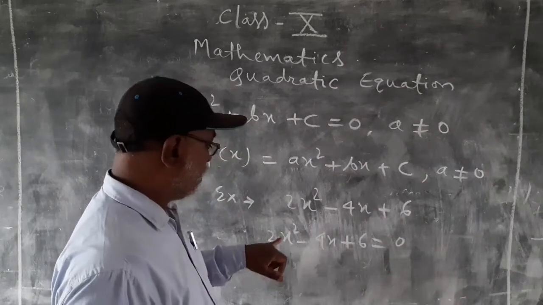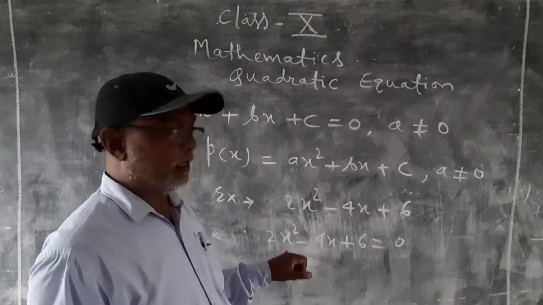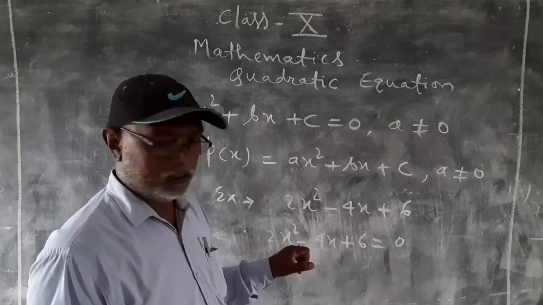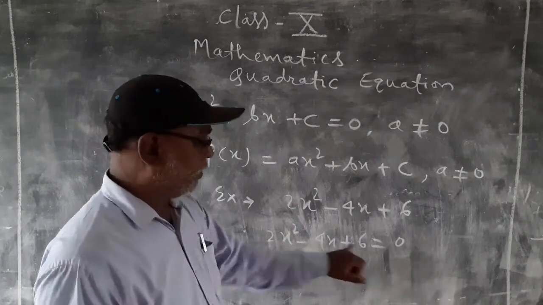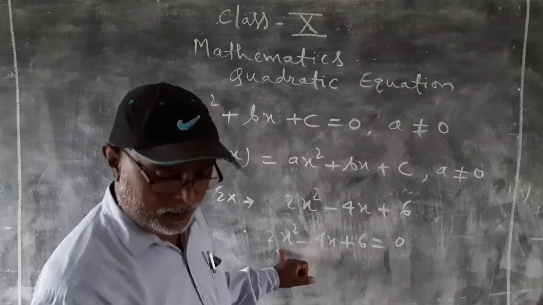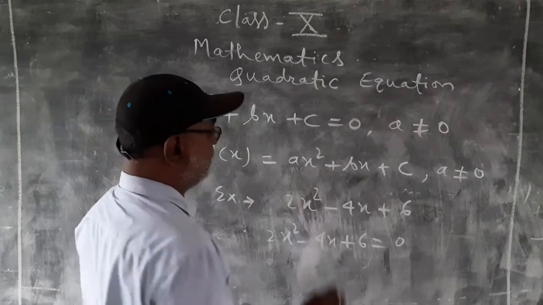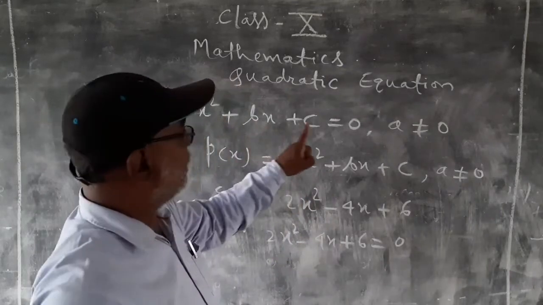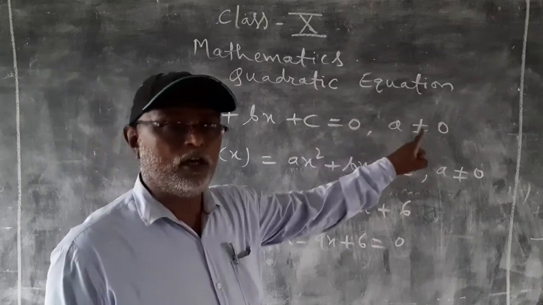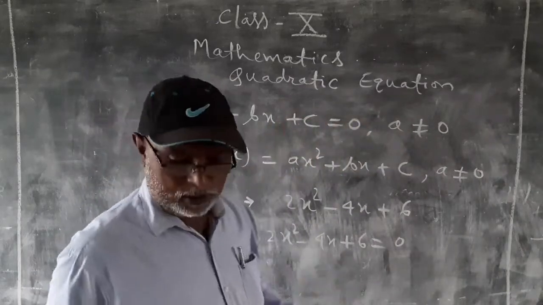Now, in the case of a quadratic equation, not the polynomial, in the equation, the coefficient of x square should not be 0, because if a is 0, then the first term will vanish and this one is not a quadratic equation. Therefore, we write a is not equal to 0. If in the equation ax square plus bx plus c equal to 0, a is not 0, then we say that this one is a quadratic equation.